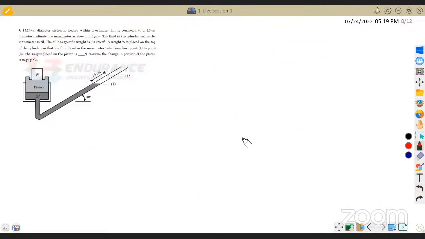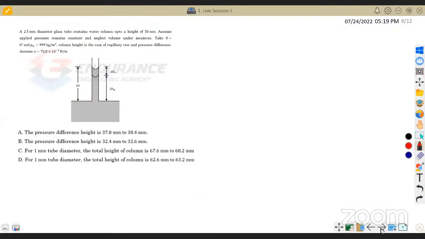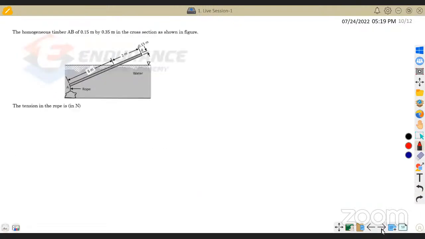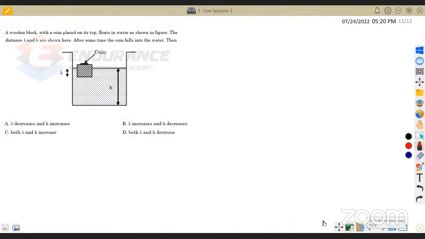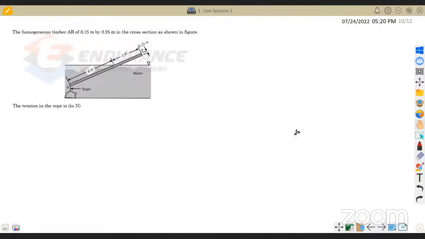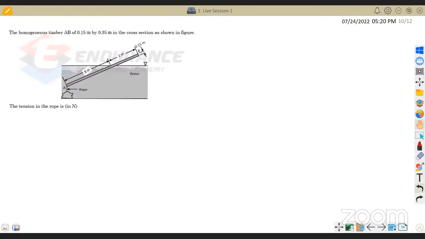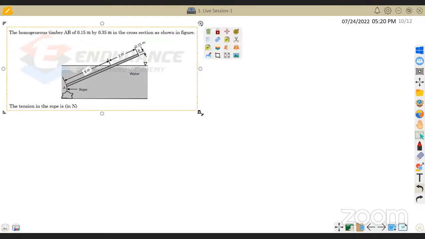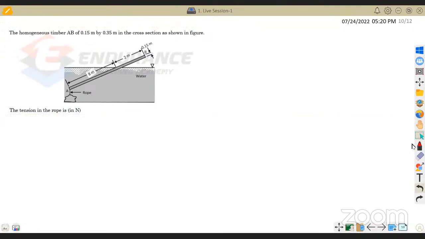Correct. Okay, see, these are pressure measurement, right? We will do buoyancy questions first. So this is a buoyancy question. We'll do the buoyancy questions first, and then we'll come back to pressure measurement. It's again a buoyancy problem only. We'll do all the buoyancy questions first, and then we'll come back to pressure measurement. Try this.